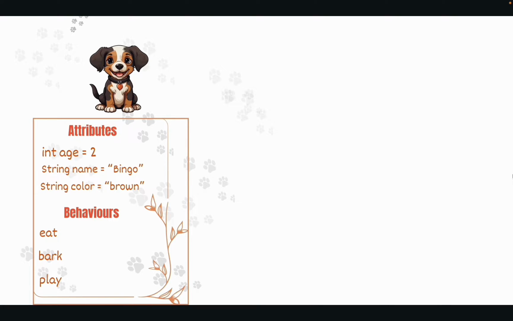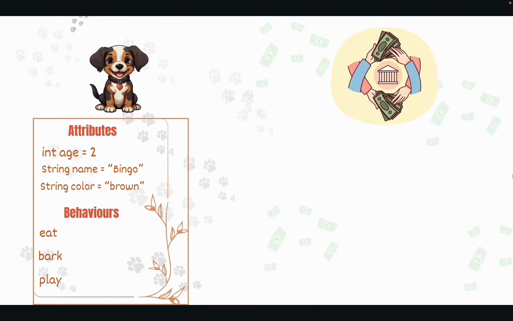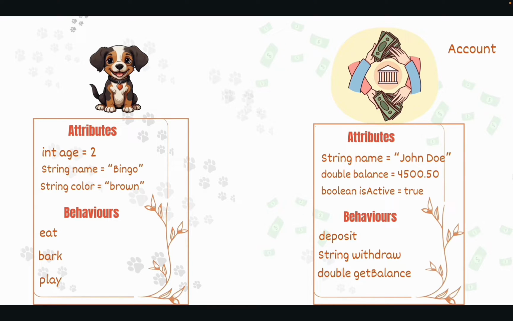And we can think of bank accounts also as an object. Now your bank account will have information such as your account name, your account balance, as well as other information like if the account is active or not. And the behaviors of the account will be things that you can do in your account. So for instance, you can deposit money, you can withdraw or get balance.